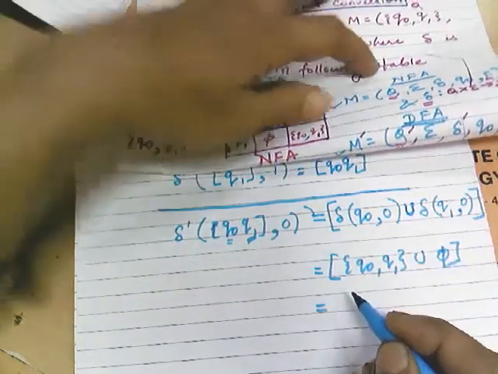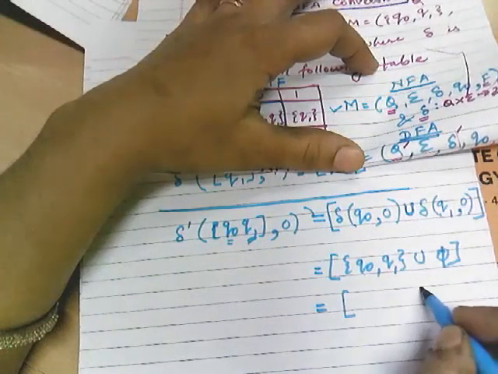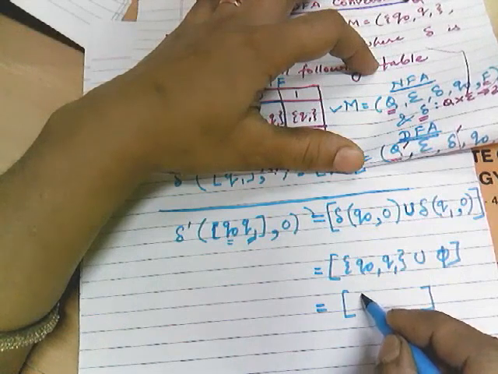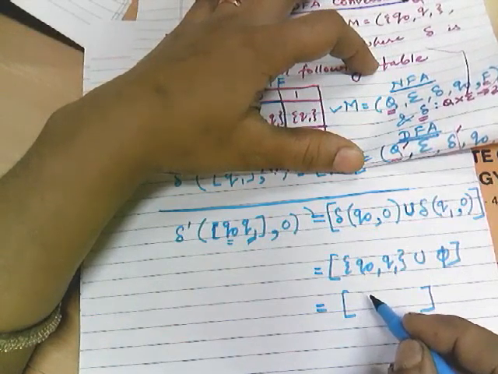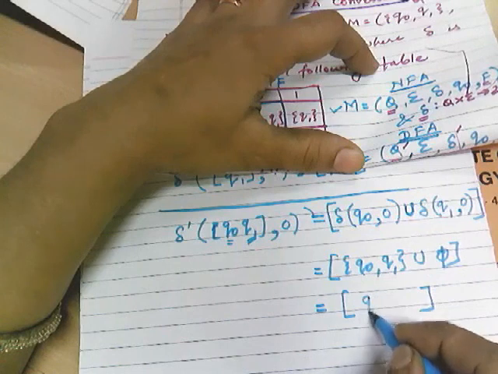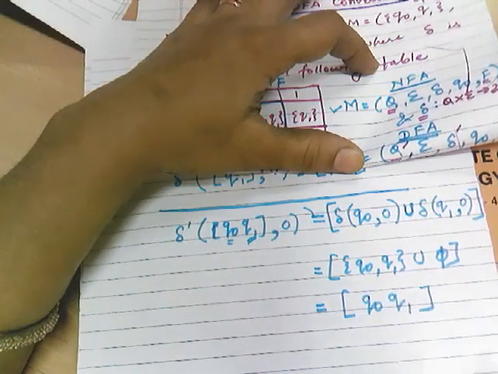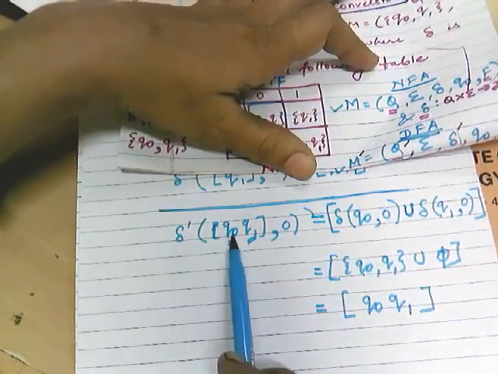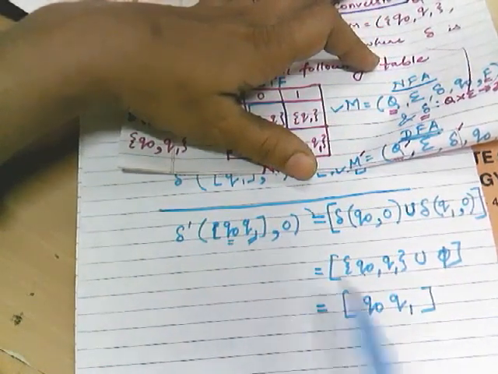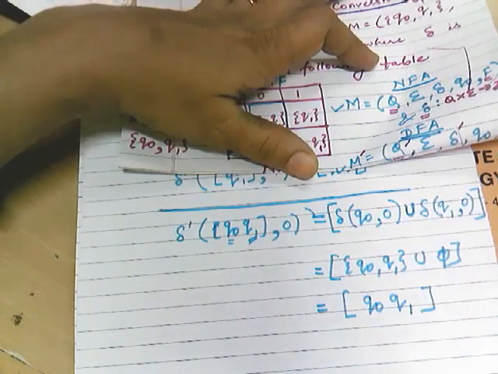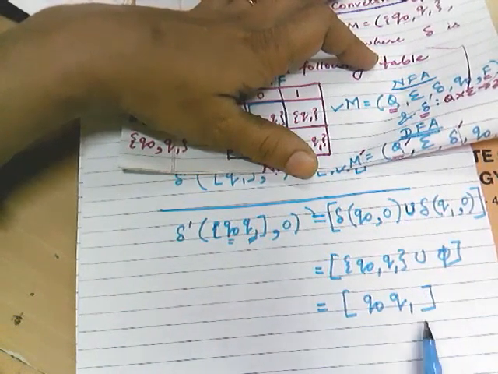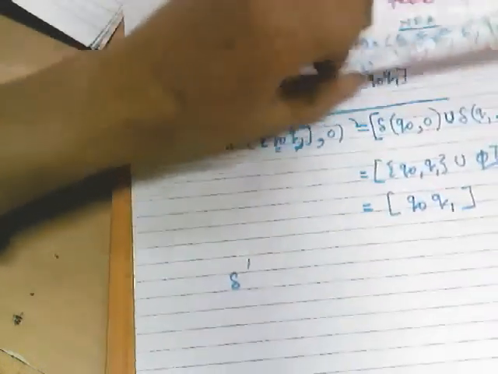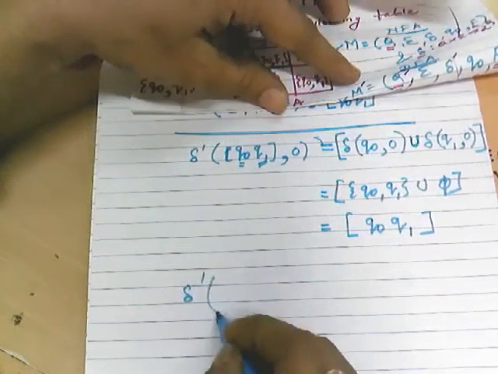Now what will it be? When you union q0 comma q1 with 5, it is going to be the same, that is q0 q1. So my final state, in the sense my delta dash for q0 q1 comma 0, will be q0 q1. My next state will be q0 q1. In the same way I need to find it out for the next case.